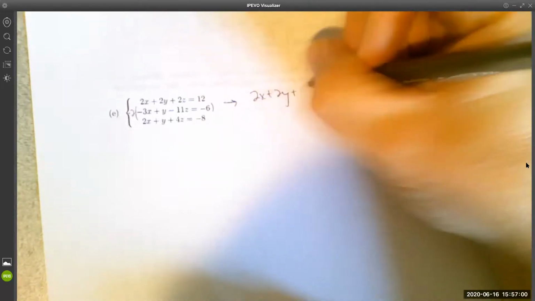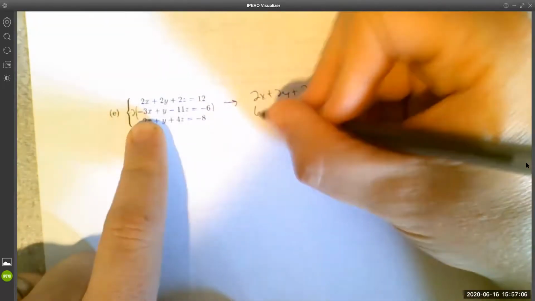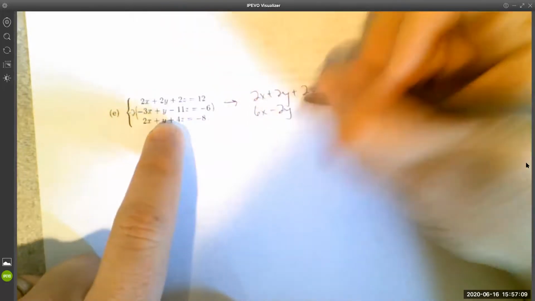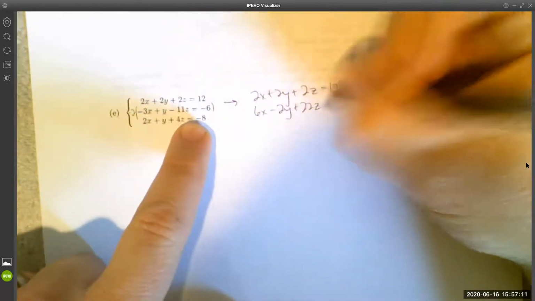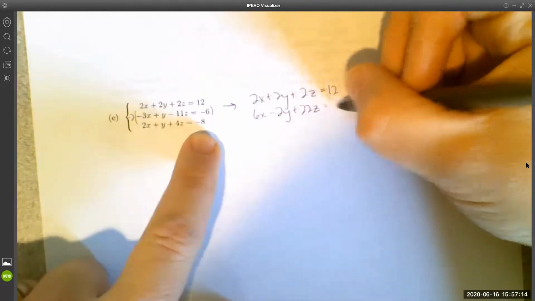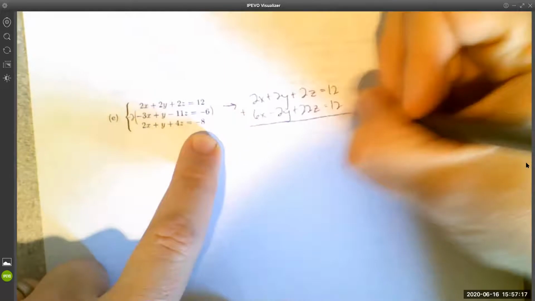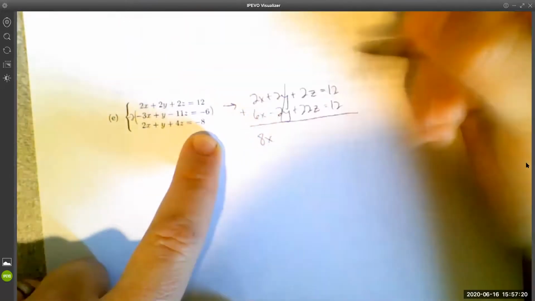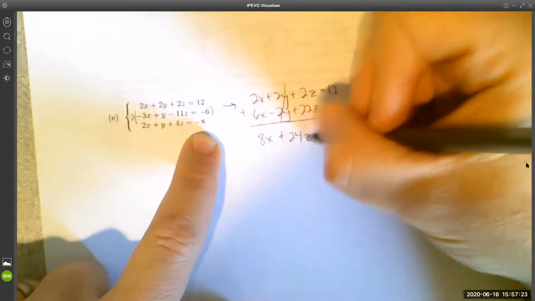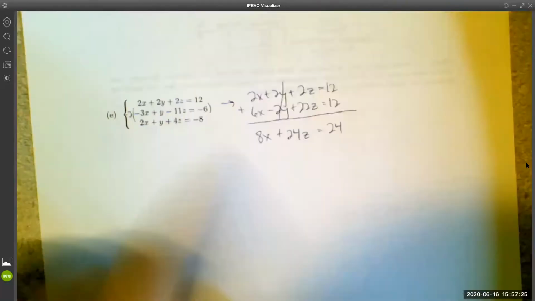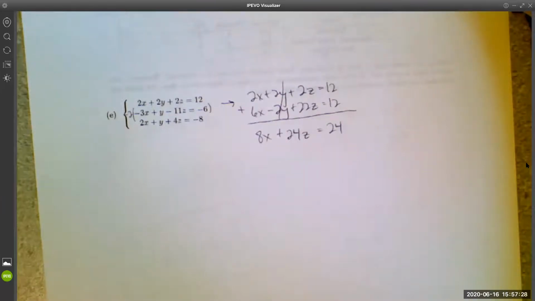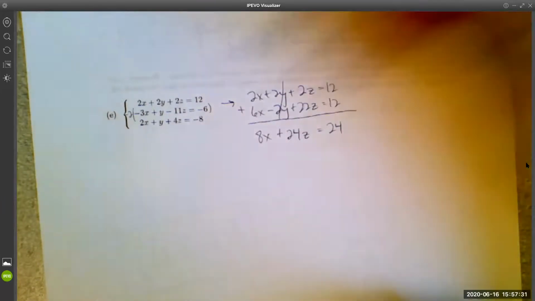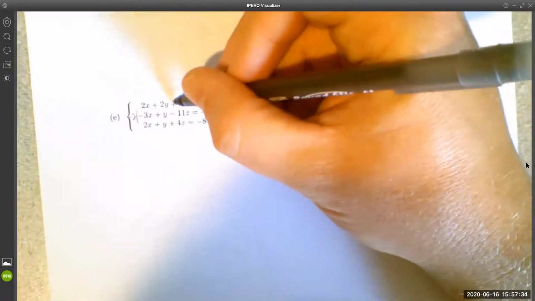So let's see. The top equation stays the same. The bottom equation is going to become 6x minus 2y plus 22z equals positive 12. So I add these up. I get 8x, the y's cancel, 24z equals 24. Okay. Then I can do the same trick, adding the first one to the third one. I'm going to have to multiply the third one by -2 as well.